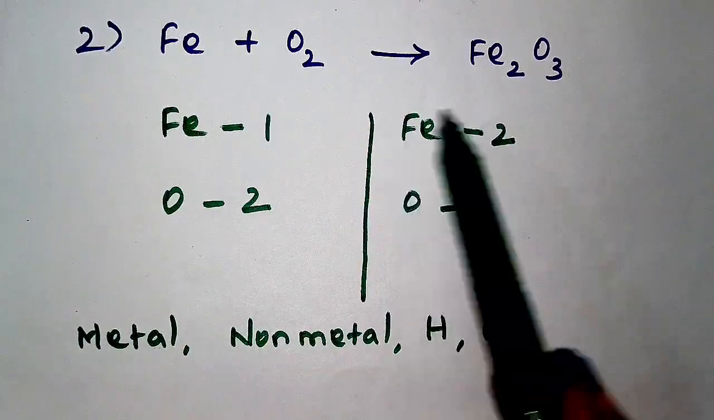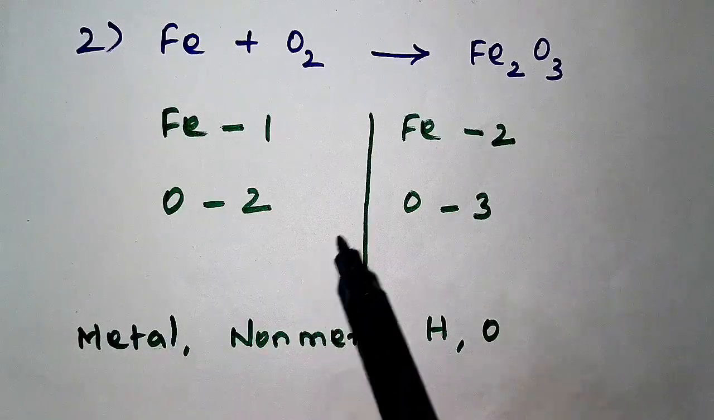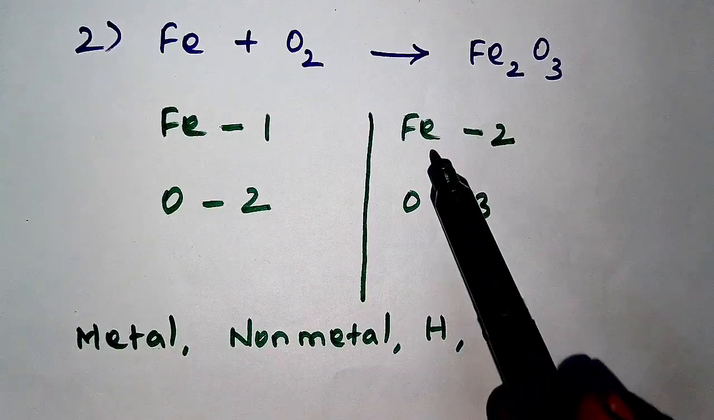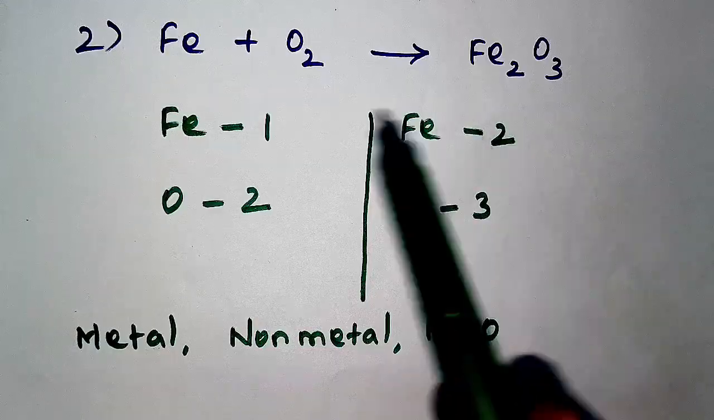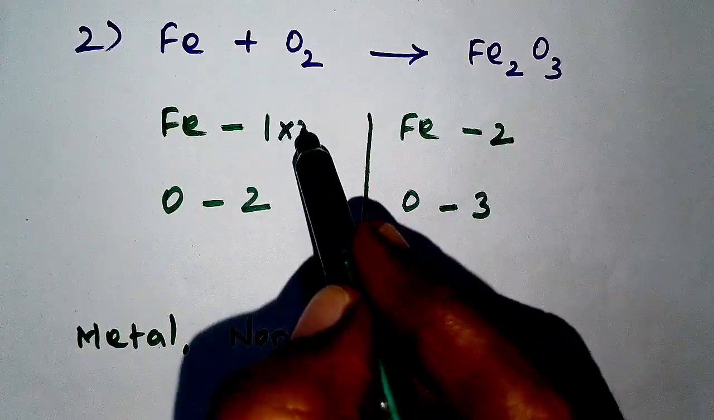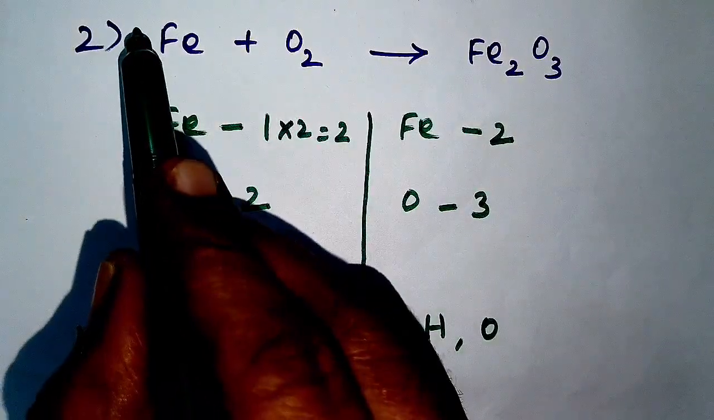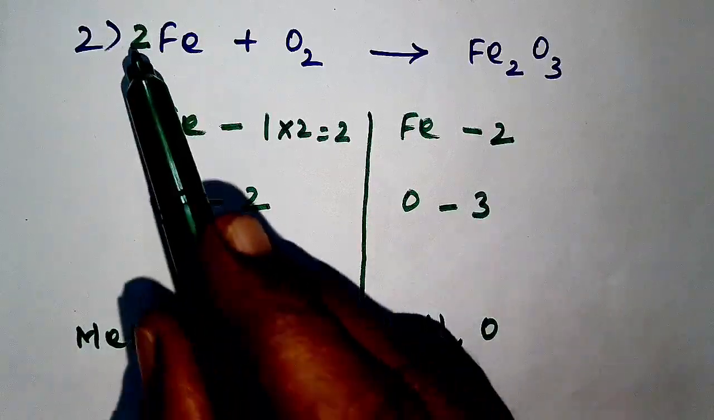Non-metal is not there, hydrogen is not there, so oxygen. Okay, so first start with metal. You have 2 iron here, but here only 1. Just multiply by 2, so 1 into 2 is 2. So just put 2 as the coefficient of Fe.